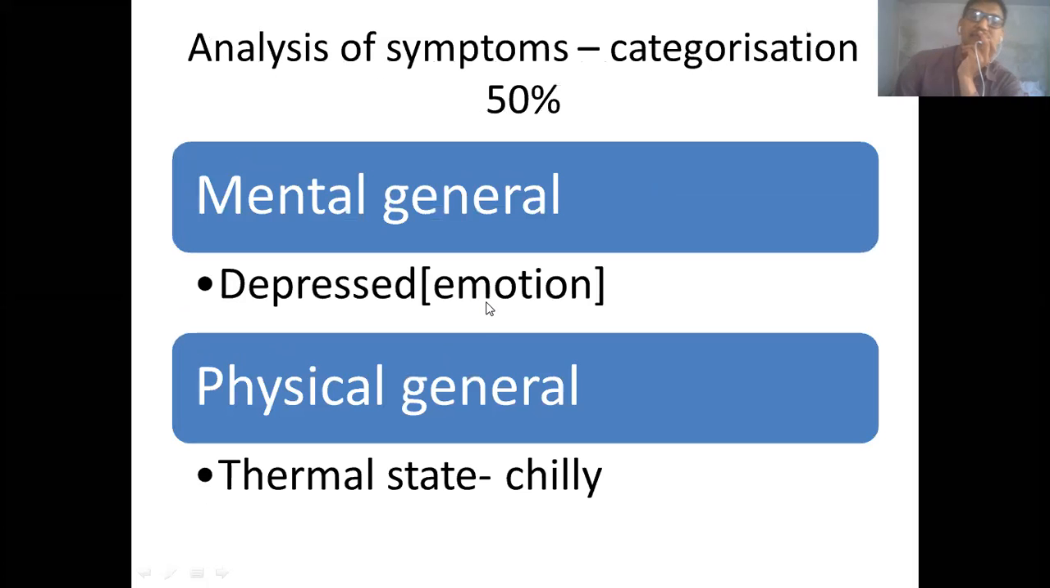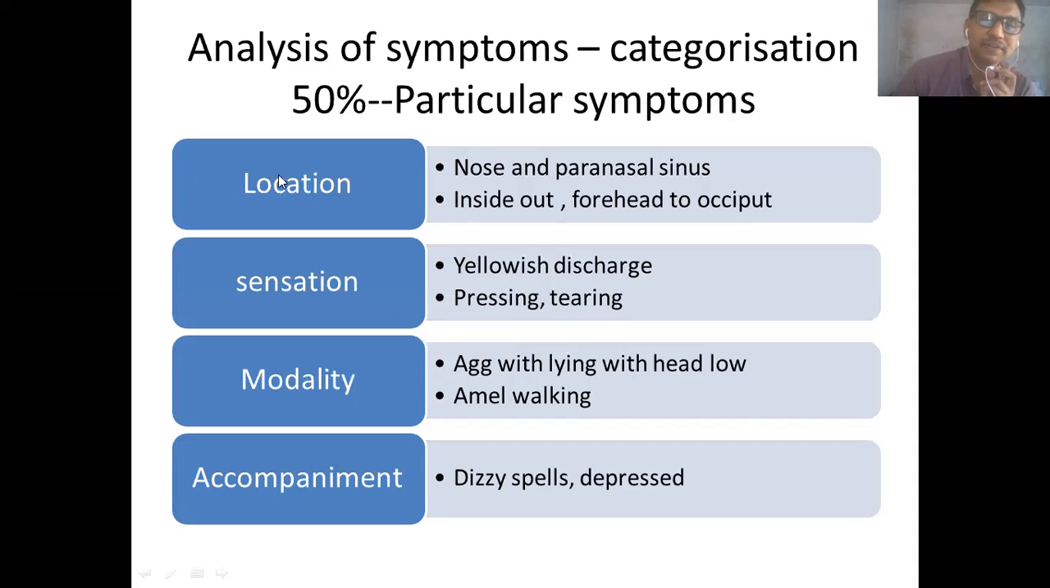Then we will just recollect everything again. So far we have seen the mental general, that is depressed, which belongs to emotion. The physical general is chilly. Now where are we going to classify dizzy, a whirling sensation? Just think over it.